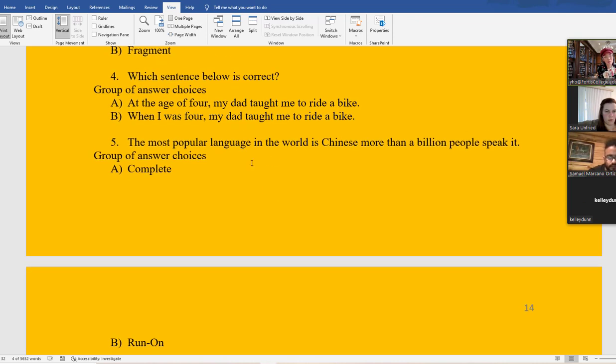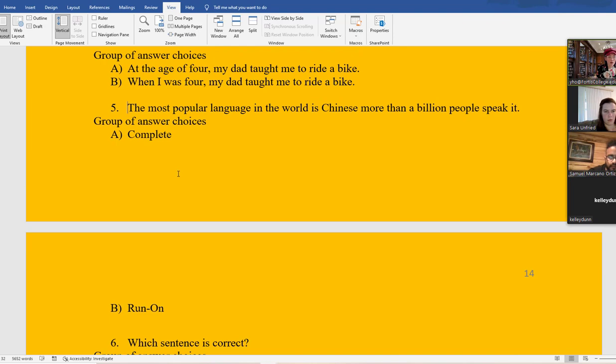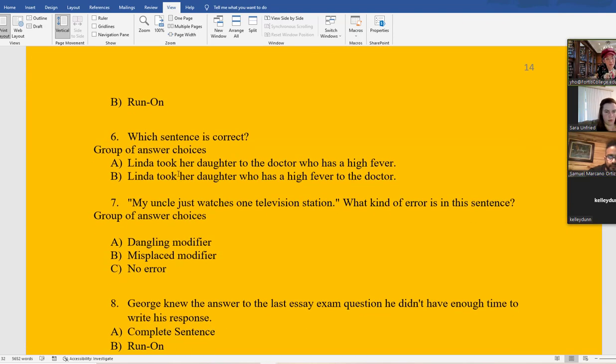The most popular language in the world is Chinese. More than 1 billion people speak it. Is this a complete sentence or a run-on? Run-on. It's a run-on.